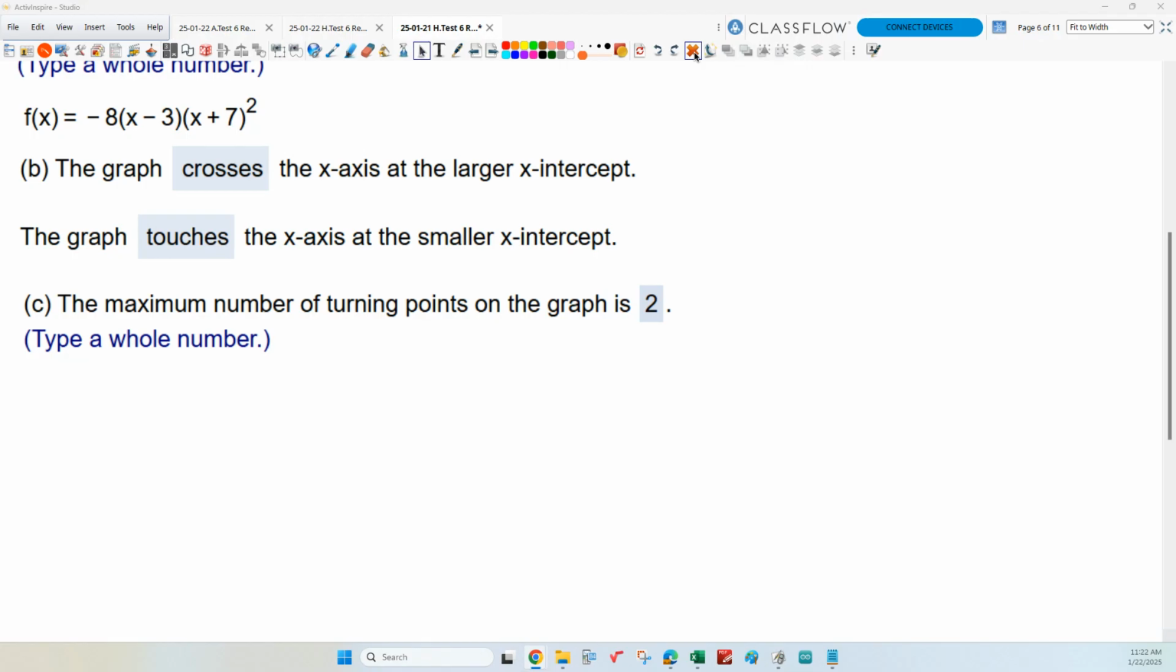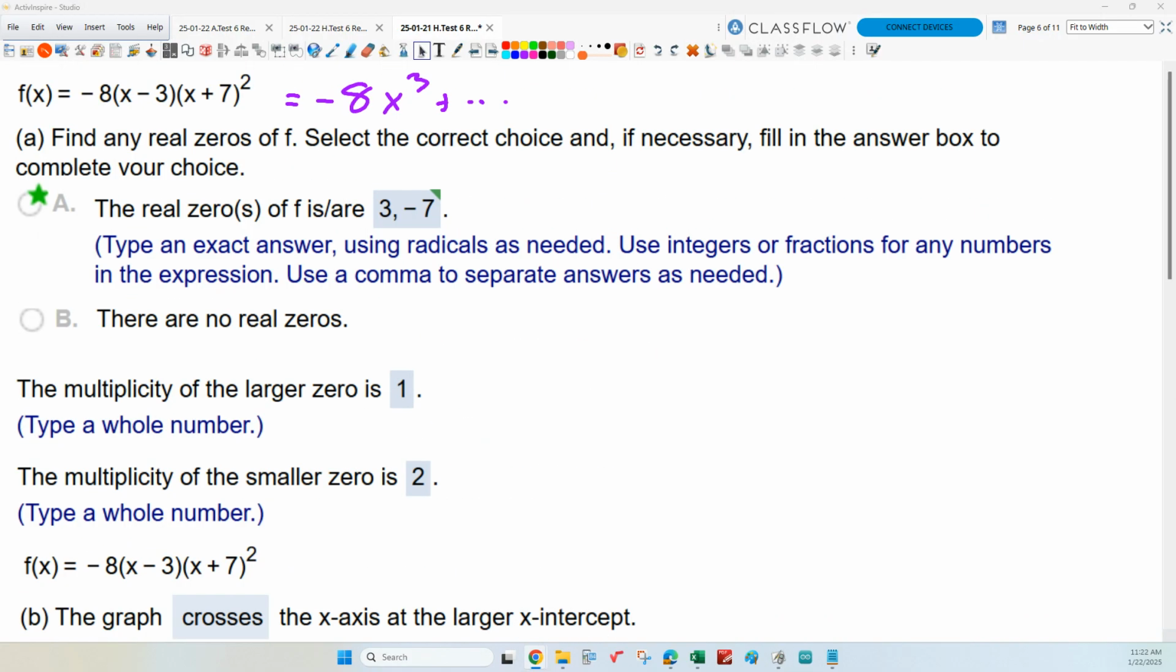Okay, there is another part of this that I didn't include on the review here. What is the power function that defines the end behavior? Same thing as the leading term. Negative 8x cubed, right? That's the term that tells us the end behavior. Does that make sense? Okay.